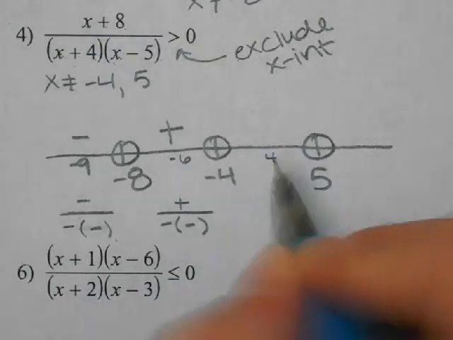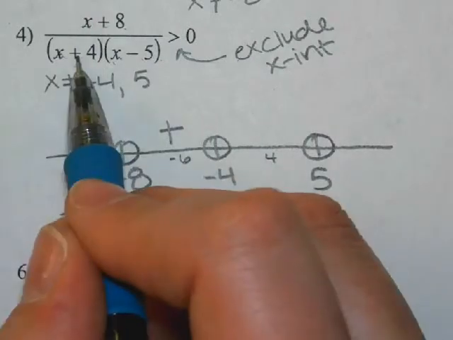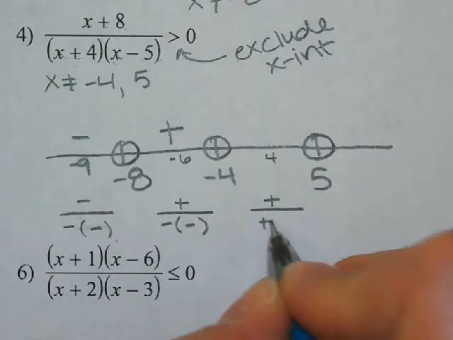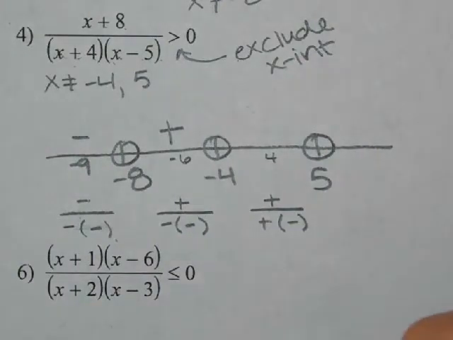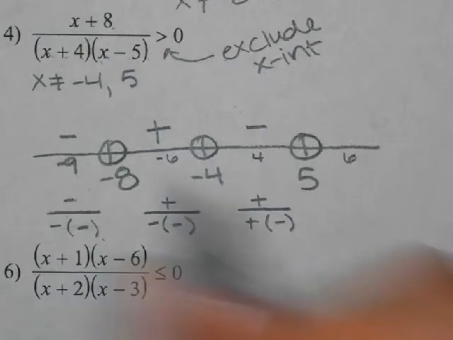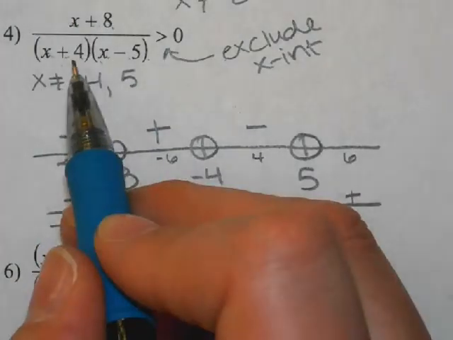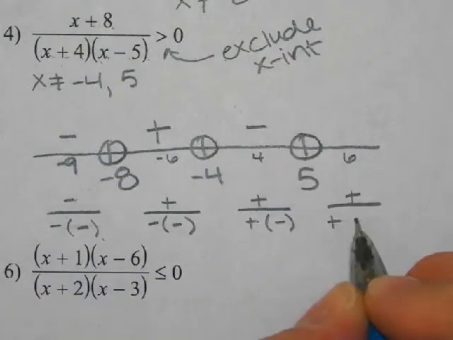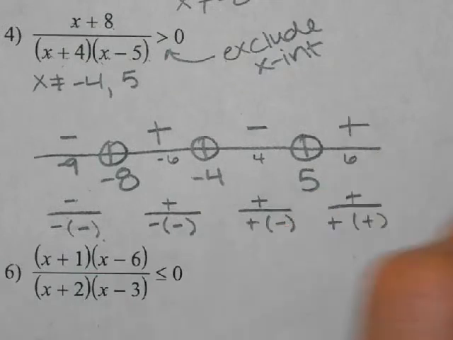A number between -4 and 5? 4. So 4 plus 8. 4 plus 4. 4 minus 5. And so what's our result for that one? Negative. Okay? And then last, something bigger than 5 could be 6. 6 plus 8. 6 plus 4. And 6 minus 5. All right, so that's a positive.